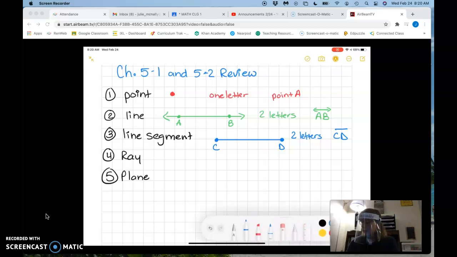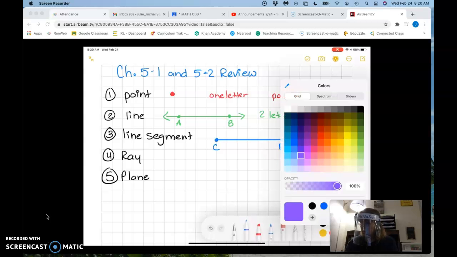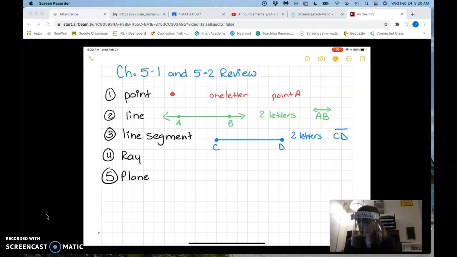All right. And a ray, what's a ray? Yes, excellent. It has 1 point on one end, and the other end has an arrow. So it goes on forever in one direction, but it has a definite starting point. And how do you name a ray? Nope, a ray is just a line that has a point on one end and an arrow on the other. So we're going to name it with 2 letters also.